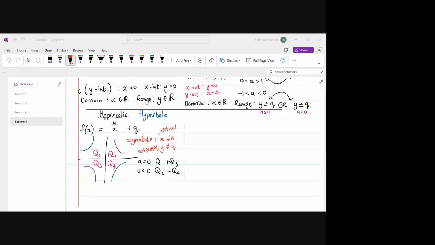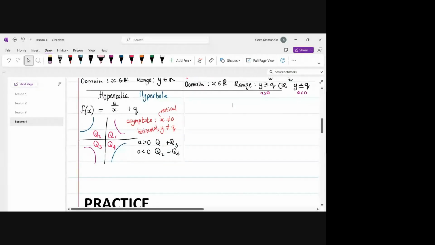Okay, I'm missing something very quickly. Again, we are always going to look for the x and y asymptotes. Now, the thing about this hyperbolic graph is that it's never going to have a y asymptote. Not asymptote, intercept.